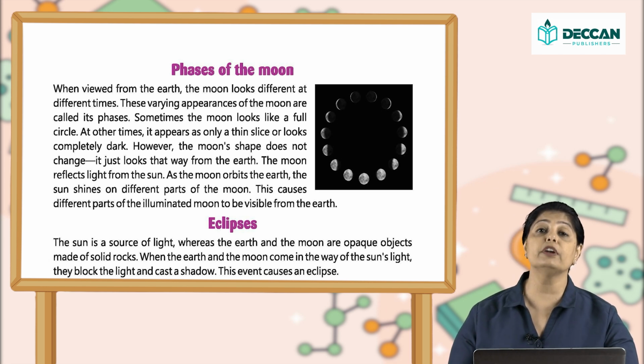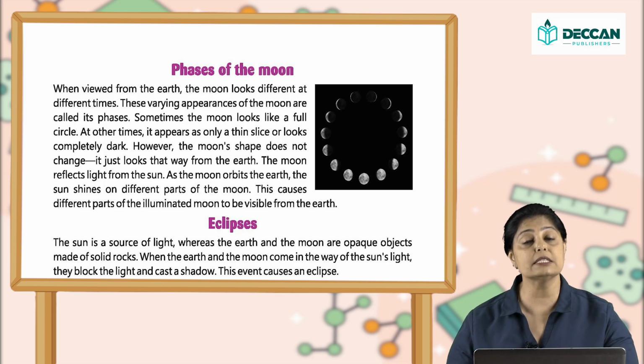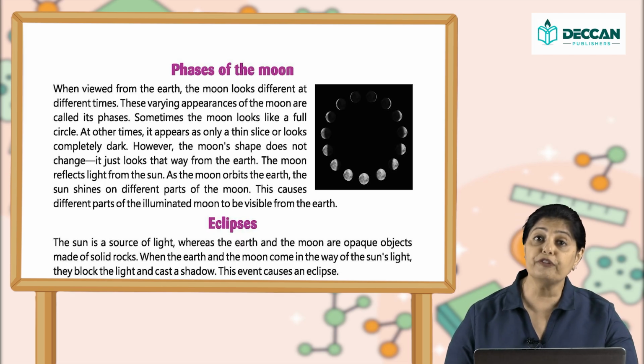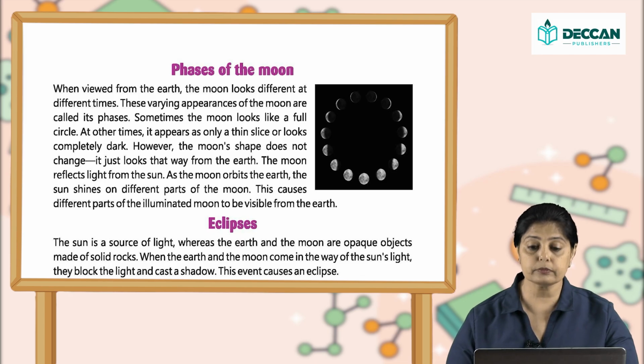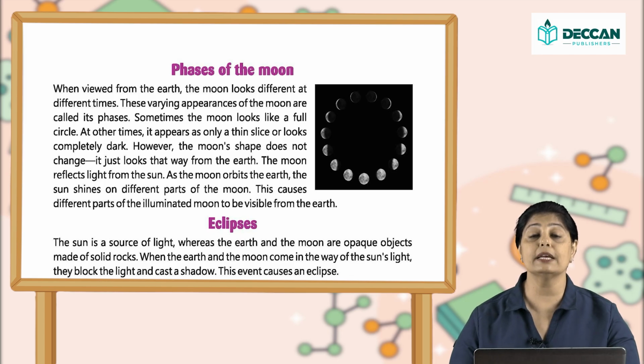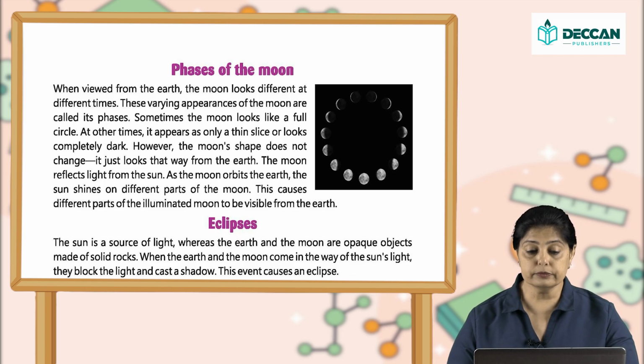Now, the moon has different phases. This 27-day cycle leads to different phases of the moon. When we view the moon from the earth, it looks different at different times. These varying appearances of the moon are known as the phases of the moon. Sometimes the moon looks full.